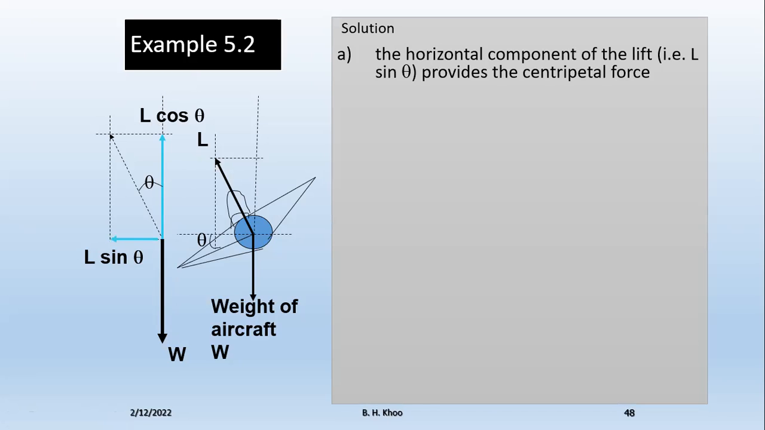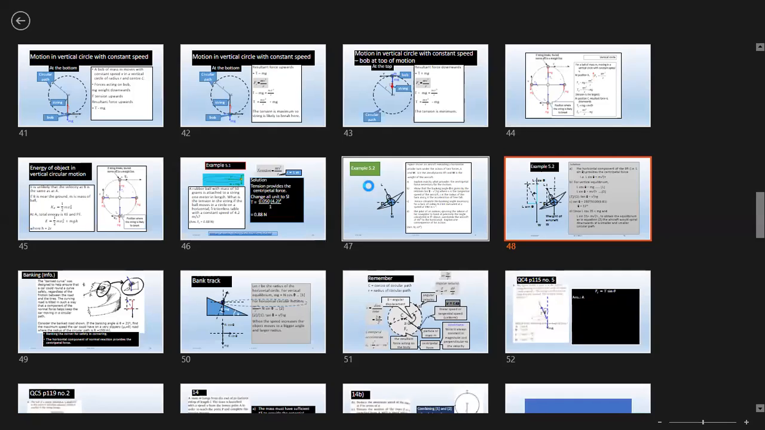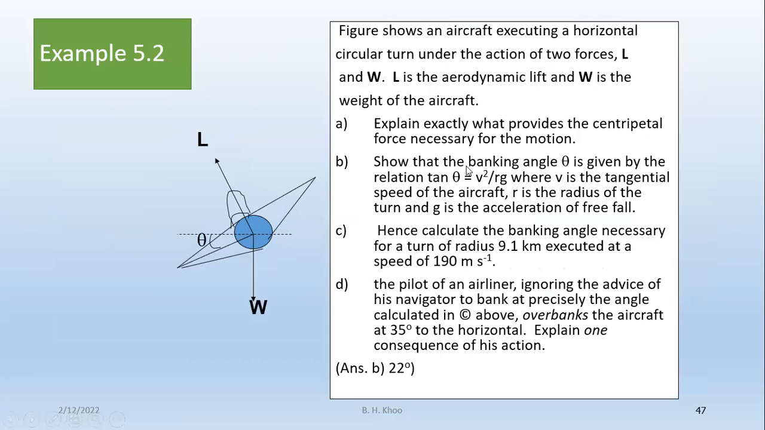Okay, and then we are supposed to derive the equation. Right? Next one, we are supposed to show that banking, like that, that's called banking, tilting the wings, at an angle theta is given by the relationship, this one, where v is the tangential speed, right? It's moving outward towards us. r is the radius of the horizontal circle, g is the acceleration of free fall. Right? You're supposed to derive this equation.